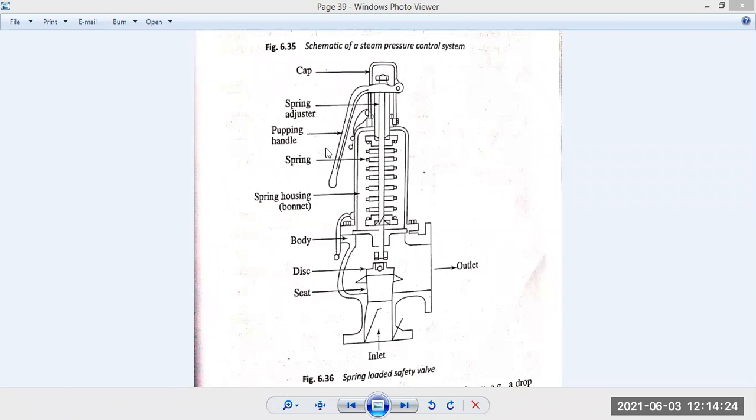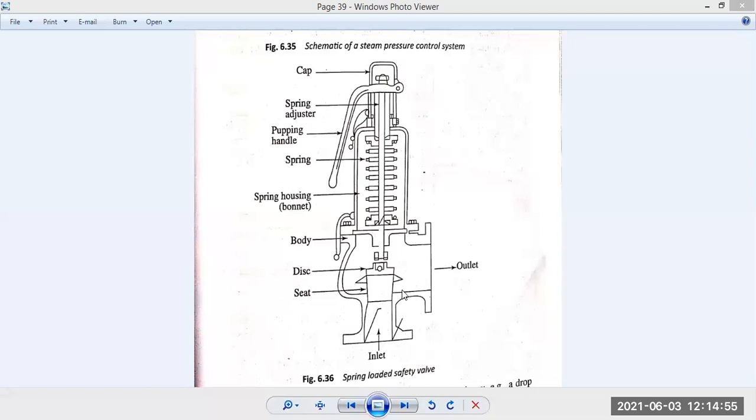This handle you have to move to adjust the spring pressure to the desired limit, so that the steam pressure inside the system will not go up beyond a certain limit. But if it increases more than the spring pressure, the spring portion will go up, release the outlet, and the additional steam will go out. When the pressure is released, the spring will again push the seat back into the inlet cavity.